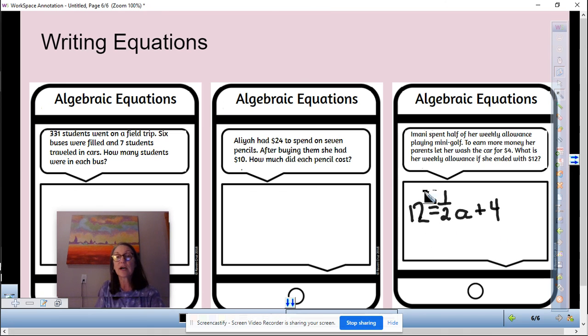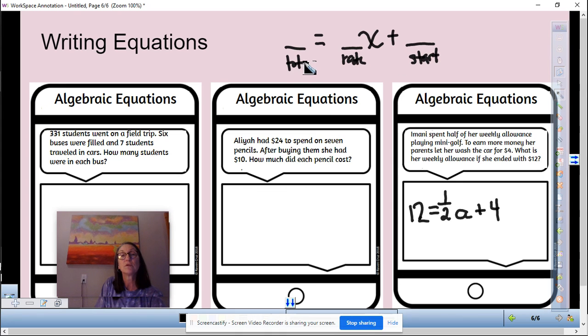So you can see we've got that format of some number is equal to something times X plus something else. Now, generally speaking, this is the rate. This is the starting point. And this is a total, with a little bit of leeway and play in there.